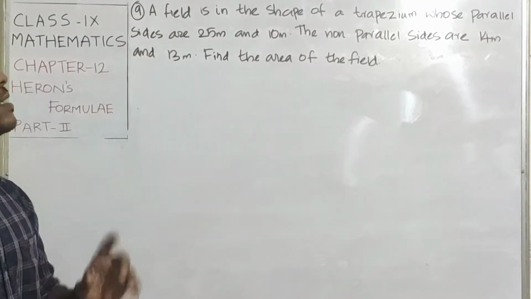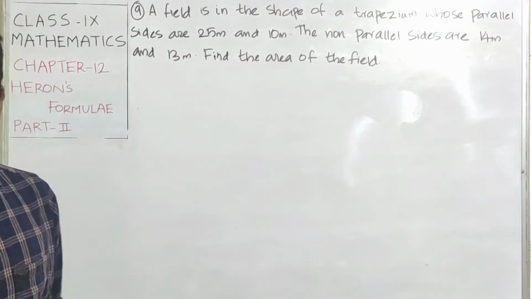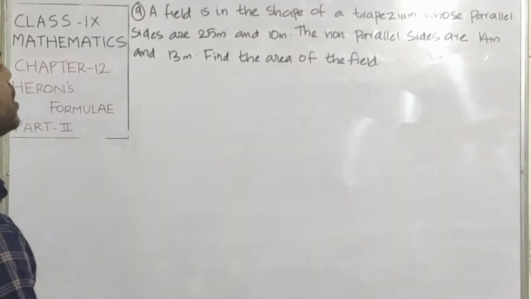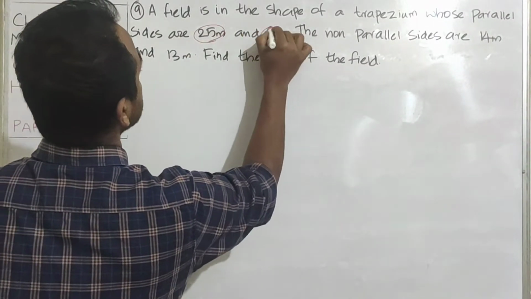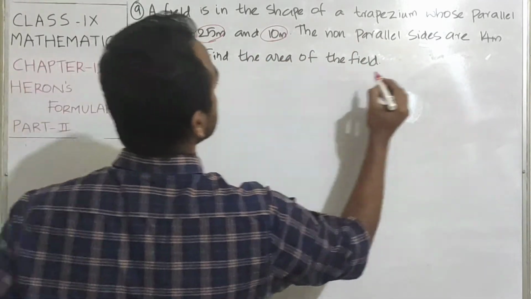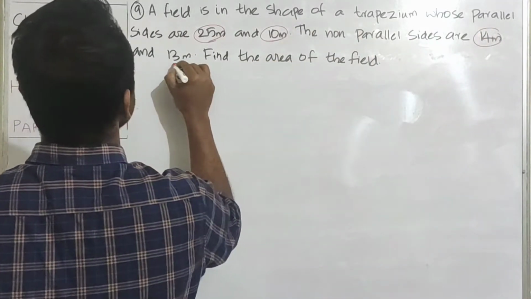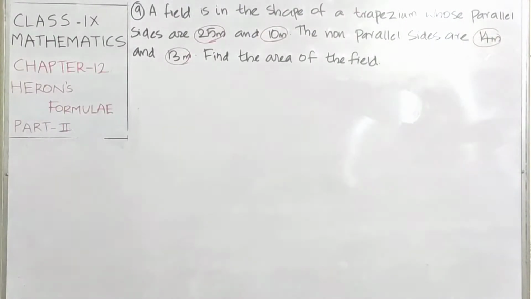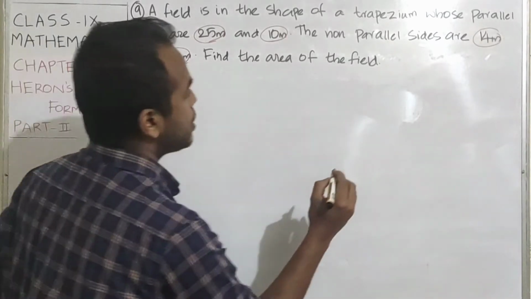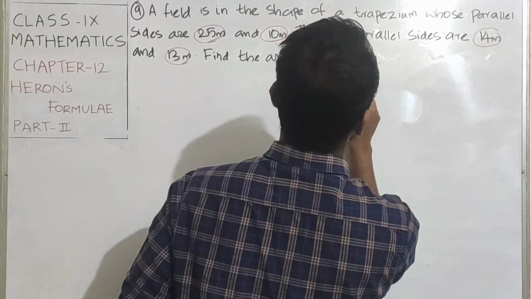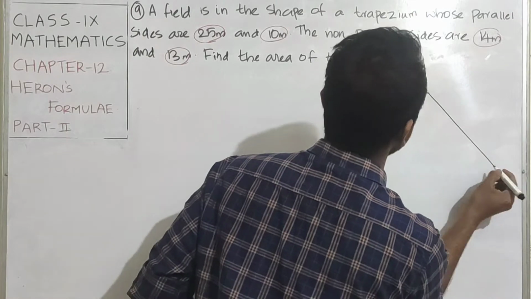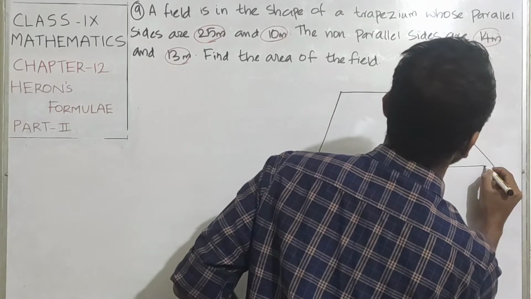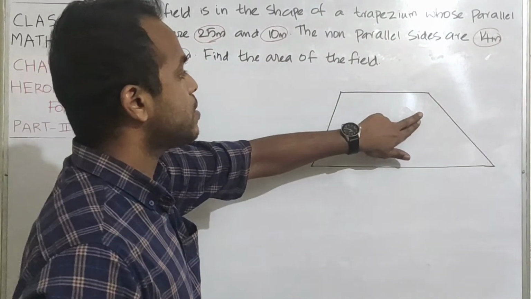The question says a field is in the shape of a trapezium. I hope you all know what the shape of a trapezium is, whose parallel sides are 25 meter and 10 meter. The non-parallel sides are 14 meter and 13 meter. Find the area of the field. So first let's draw a good figure. The figure is a very important part of this question. That's why I recommend you draw a good one. So this will be the shape of a trapezium.